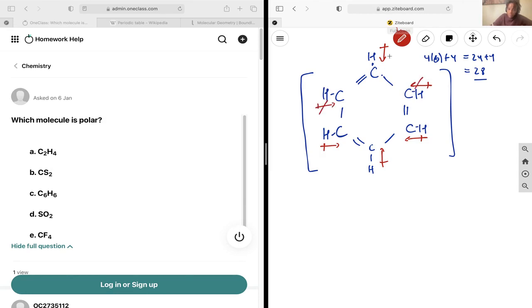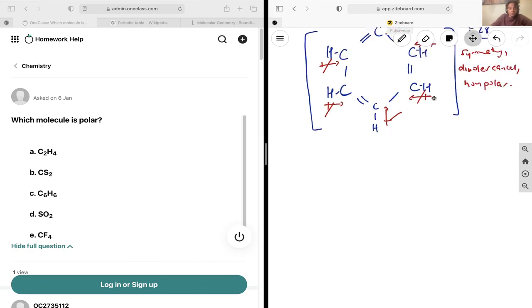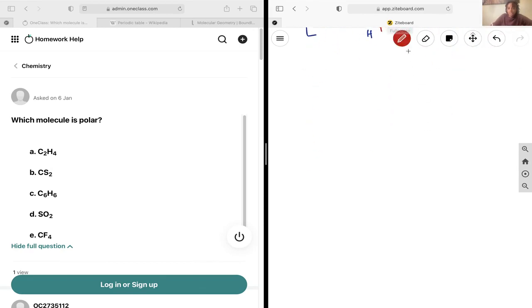And so this cancels this, this cancels this, this cancels this. And so due to the symmetry again, dipoles cancel. And so this is also non-polar. On to our second last one.